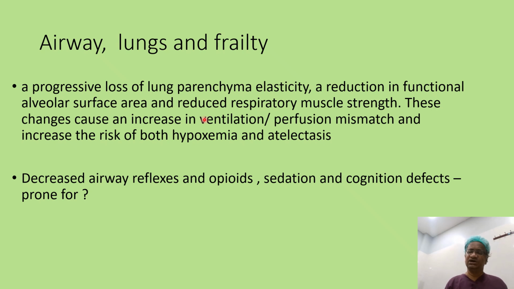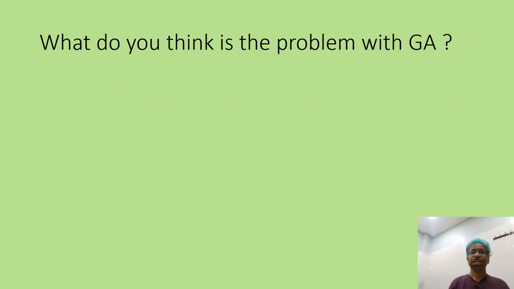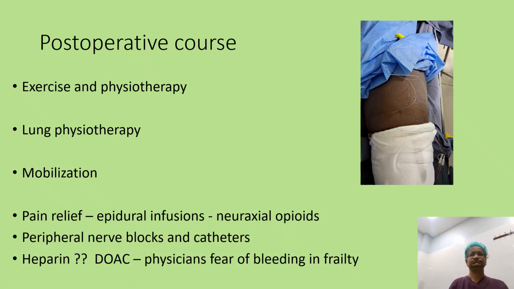Always we know the lungs: increased chance of pneumonia, increased chance of atelectasis and hypoxia. If you give just 50 mg of fentanyl, your airway reflexes may be blunted and he may have sedation and cognition defects. What do you think is the problem with GA? Polypharmacy. That is avoided if you give a regional anesthesia with a nerve block.